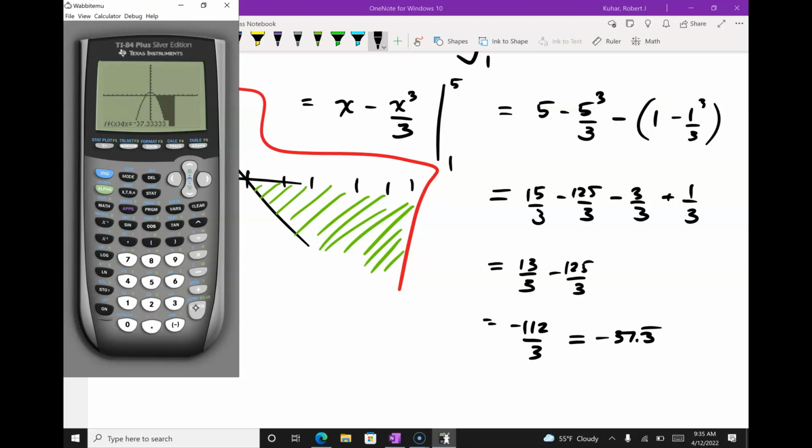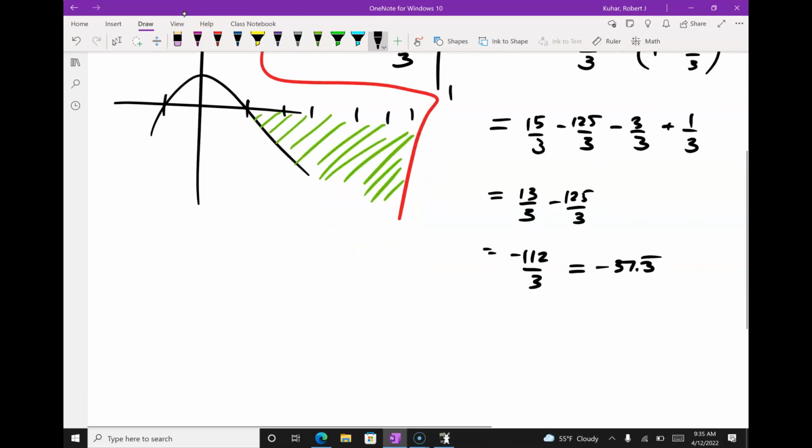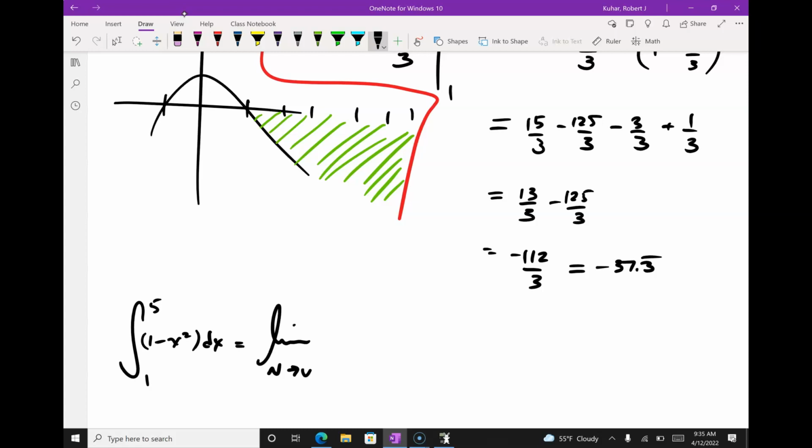Nice. Good. We want to find that area using an infinite number of rectangles, right? So we know that the integral from 1 to 5 of 1 minus x squared dx is the limit as n goes to infinity of the sum of i equals 1 to n. That's the first rectangle. The second, yes, question, Eduardo.